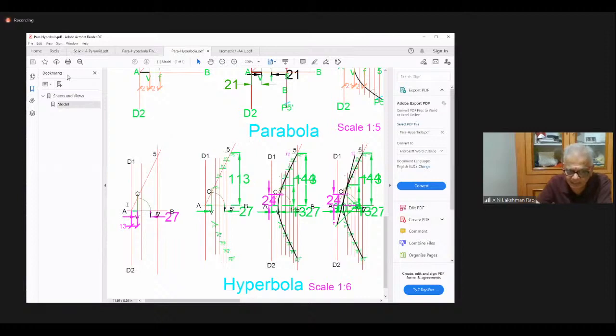Once again, D1, D2 directrix. At A, draw an axis. From A, mark a distance of 13, V. From V, mark distance 27, F. V as center, VF radius, draw an arc. At V, draw a perpendicular, cutting at C. Join AC and produce.